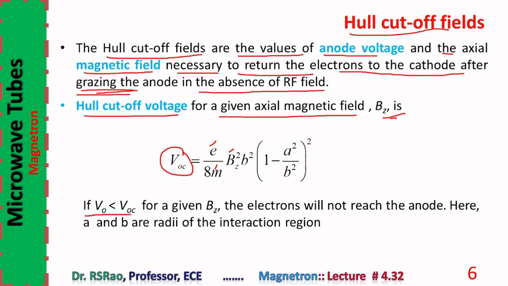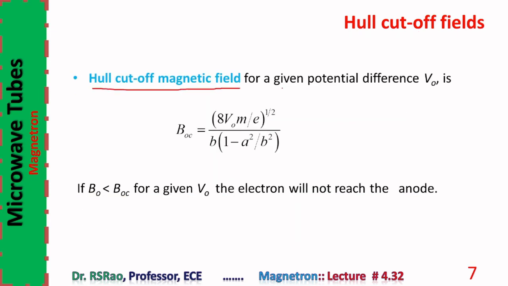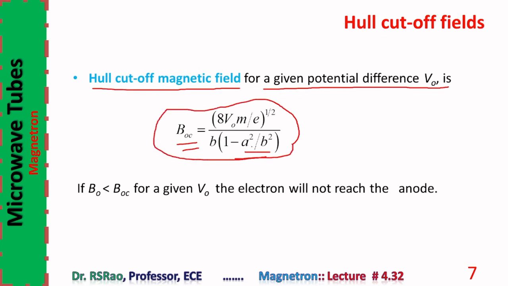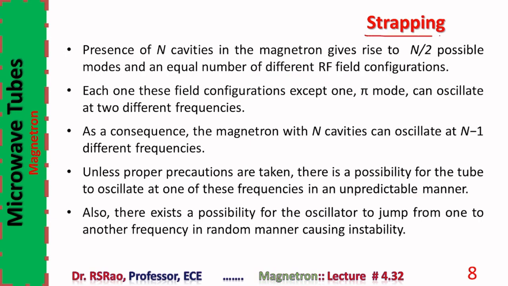If V0 is less than V0C for a given Bz, the electrons will not reach the anode. Here a and b are radii of the interaction region. Now the Hull cutoff magnetic field for a given potential difference V0, symbol B0C, is equal to the square root of (8V0 m/e) divided by b(1 − a²/b²). The meanings of the various symbols appearing in the expression are already known to us and don't require repetition. If B0 is less than B0C for a given V0, the electron will not be able to reach the anode.